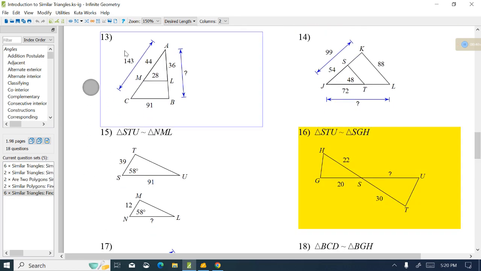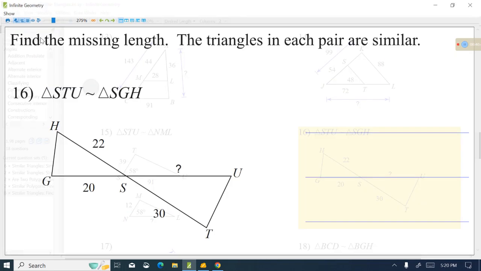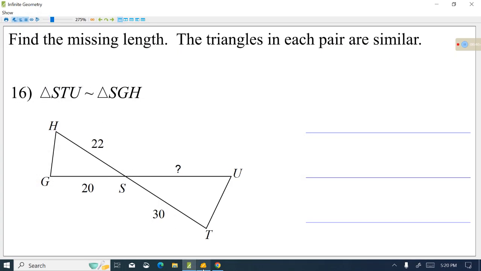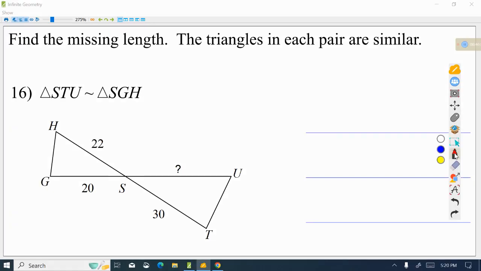We'll take a look at 16 to make sure that students can have an example here. On these kinds of problems, a lot of times students want to guess, and that's not the way to do these. We don't want to guess. You want to look at the letters that we have. So I know that I want to find x.